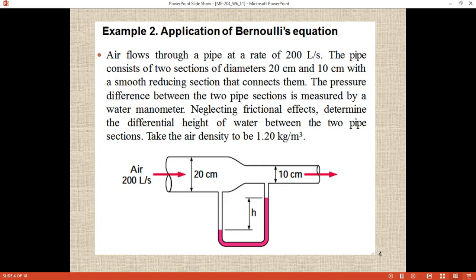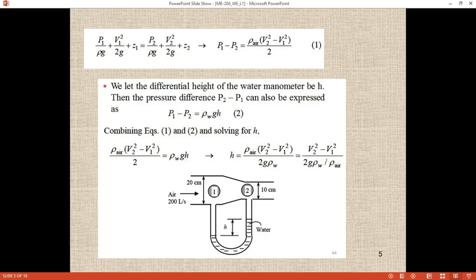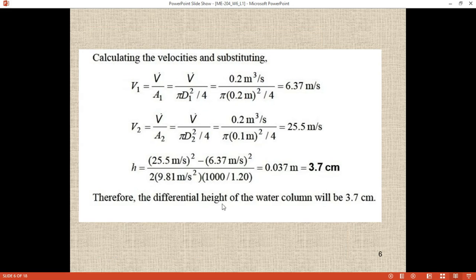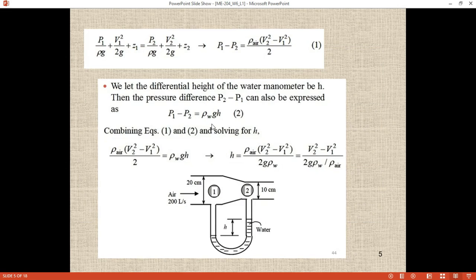For V1 and V2, the area is given and the flow rate is given. The volume flow rate at this section is the same volume flow rate at that section. If you know the flow rate and you know the area, you can easily calculate V1 and V2. So let's see what we have done here. We calculated V1 and V2.